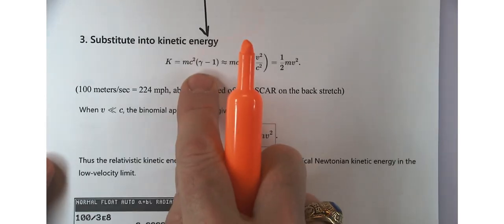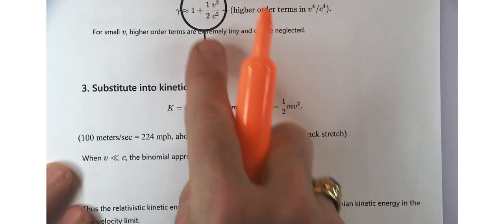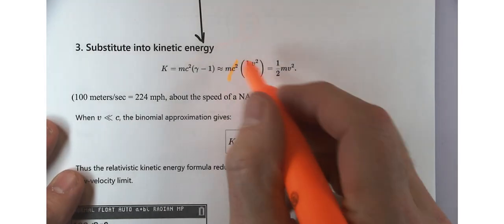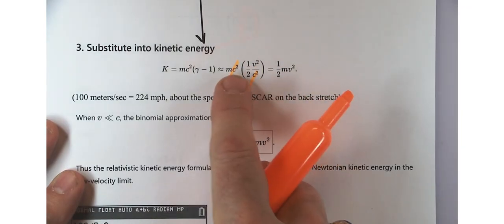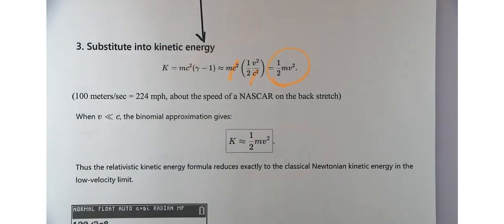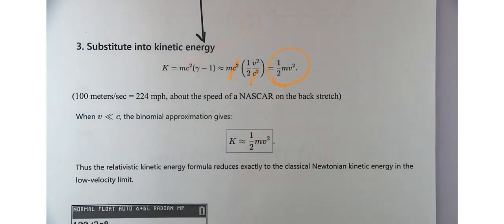Substituting in, you get mc squared times gamma minus 1. Well, gamma we're going to approximate with this, so that 1 cancels out, and the c squareds cancel each other out. You're left with 1/2 mv squared for your formula for kinetic energy. So when your speeds are relatively slow, Einstein's theory reduces to the theory that you got for Newtonian physics. So, wow, pretty cool stuff. And it's just from the binomial series.